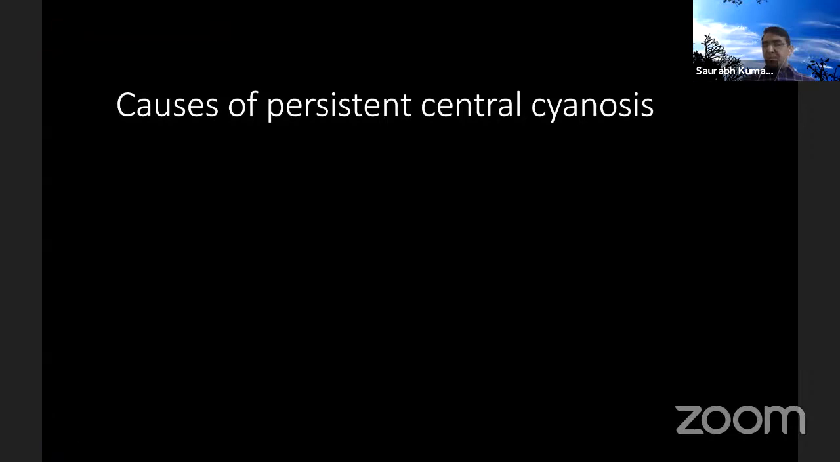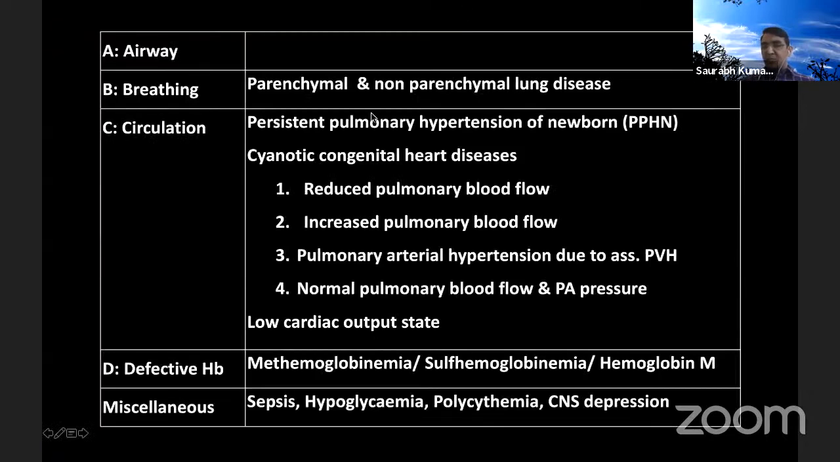Now, if we talk about persistent central cyanosis, there are various causes. Of course, not all of them are relevant in a given case. Depending upon the age, these things will differ. But today we will be discussing this part, circulation. As I have given here, airway, breathing, circulation, or defective hemoglobin can be different causes of cyanosis at different age groups. And the importance of age cannot be overemphasized during any such presentation, as we cannot talk about cyanotic congenital heart disease without specifying the age. And so that remains individualized from case to case.